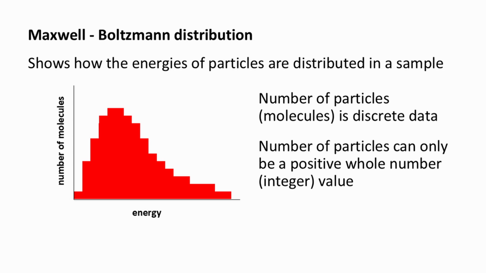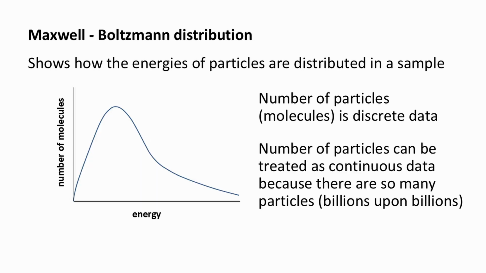The number of particles, or molecules, is discrete data, so the number of particles can only be a positive whole number integer value. It is not sensible to show the Maxwell-Boltzmann distribution as a bar chart or histogram. The number of particles can be treated as continuous data because there are so many particles, billions upon billions.